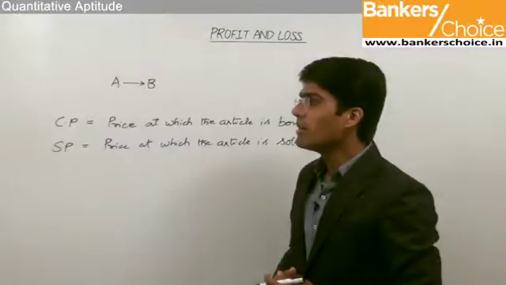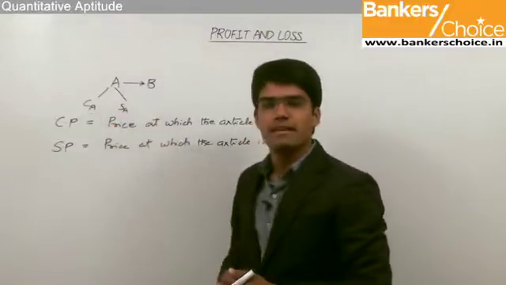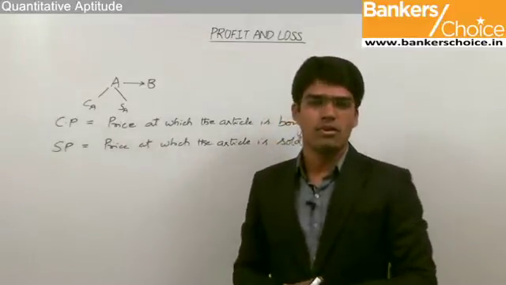So here A has two different values. One is the cost price of A, let us take it as CA, and the other one is the selling price of A, that is SA. Now depending on which is higher, the cost price or the selling price, we can find out whether it is a profit or a loss.